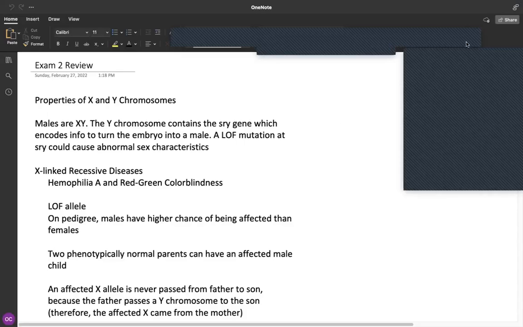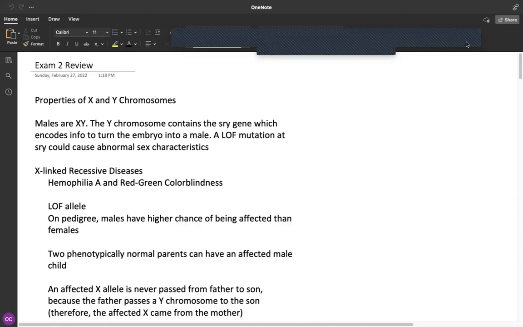Hello, everyone. This is an exam 2 review for genetics. In this review, we're going to go over X-linked recessive diseases, heritability, epigenetics, genetic linkage. And in addition to those topics, you'll also need to know about the required reading.